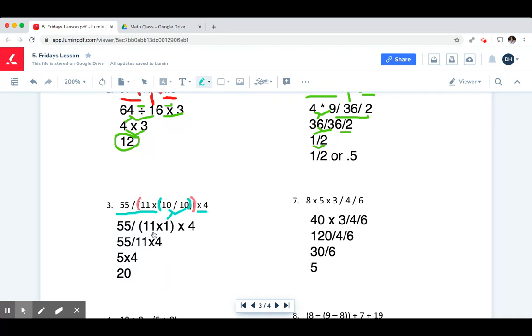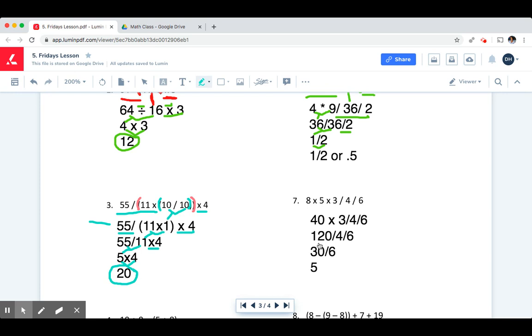Then my next line, I still have parentheses, so I still need to do that first. 11 times 1 is 11. And then I copy everything else exactly the way it is. Now I only have division and multiplication left, so now I can solve from left to right. 55 divided by 11 is 5. Copy the rest. 5 times 4 is 20.